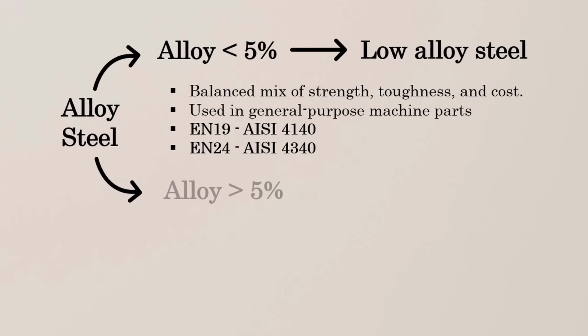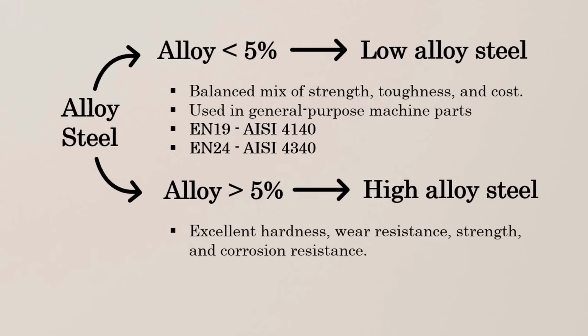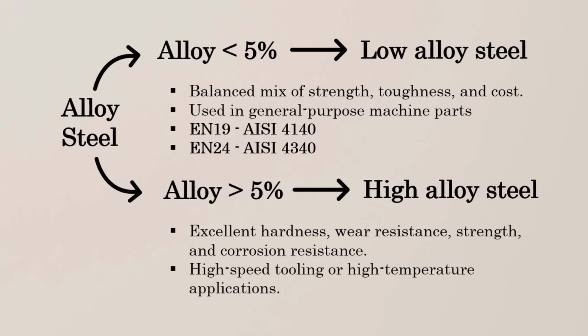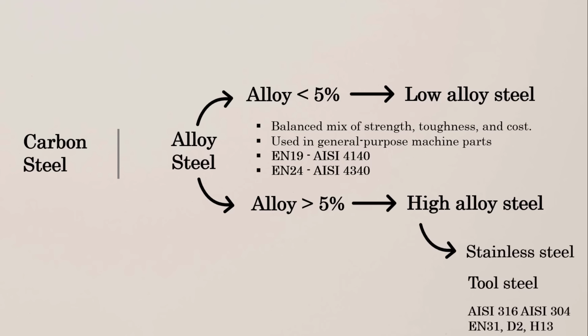And if the total alloying percentage is more than 5%, we consider it as a high alloy steel. Known for its excellent hardness, wear resistance, strength, and corrosion resistance. Performs better in specific conditions like high-speed tooling or high-temperature applications. But of course, it's more expensive. More alloy means more cost. Most high alloy steels fall under either stainless steel or tool steel categories. For example, SS316, EN31, D2, H13.